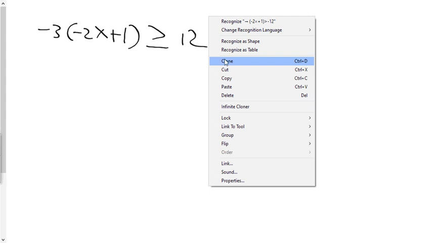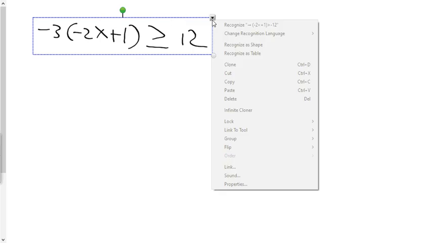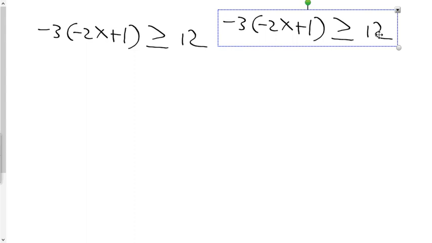Just to remind those people who... why won't it clone? Why won't you clone? Jack's not here today. And clone. And bring it over here.